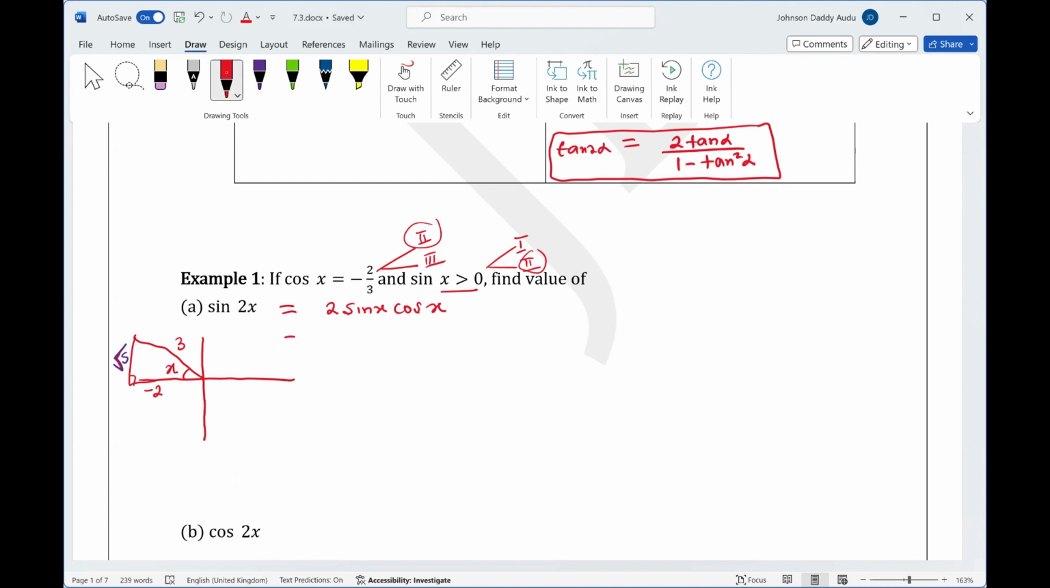And now this means that what? 2 sine x. What is sine x? Sine x is already known. We can find sine x from here, sorry. Sine x is the opposite, which is root 5 over 3. Then multiply by cosine x. Cosine x is minus 2 over 3. And if you put all of this together, we should have minus 4 root 5 all over 9.